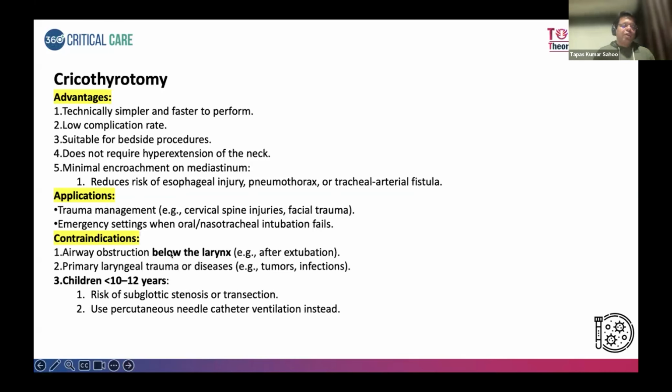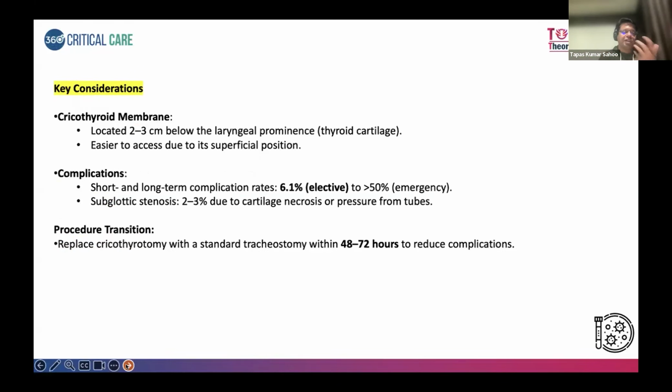Contraindications, definitely airway obstruction below the larynx, you cannot go for cricothyrotomy in those patients. Primarily if the patient is having laryngeal trauma, tumors, and infection, you cannot do it. And children less than 10 to 12 years, because there is a high chance of subglottic stenosis or transection, and rather you should go for percutaneous needle catheter ventilation, the jet ventilation, something like that.